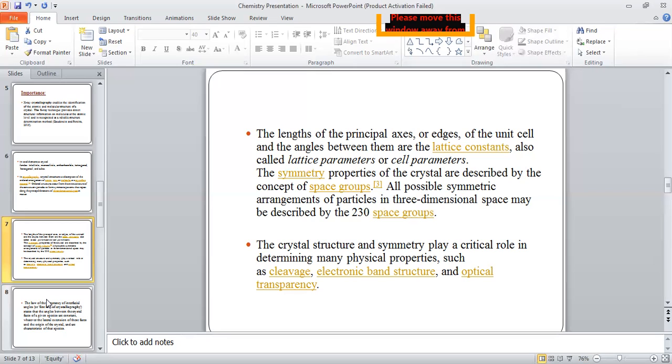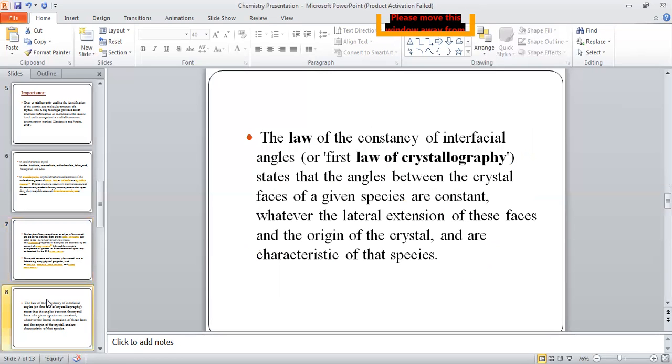Electronic band structure is related to the crystal structure and symmetry. They play a very critical role in determining many physical properties. Through the crystal structure we can recognize cleavage, electronic band structure, and optical transparency.